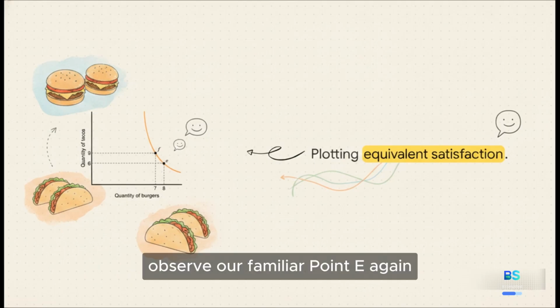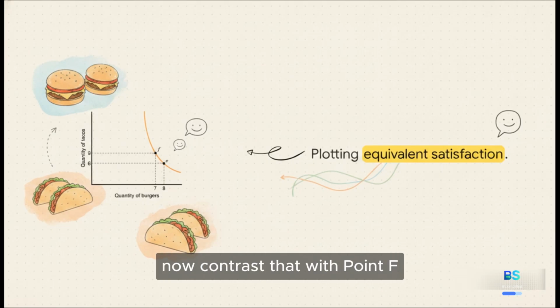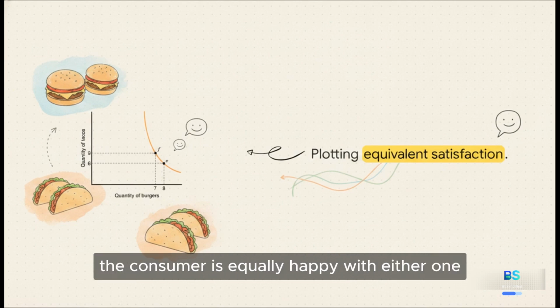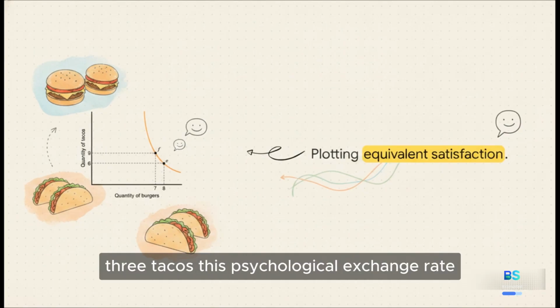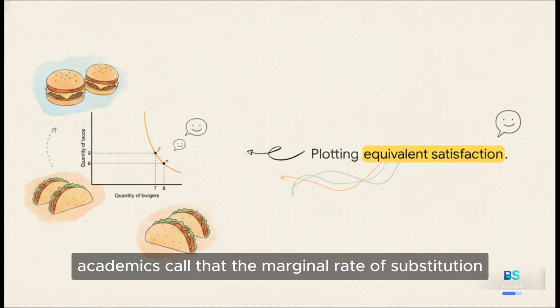Observe our familiar point E again, 8 burgers and 6 tacos. Now contrast that with point F, 7 burgers and 9 tacos. Because both of these combinations sit on the exact same curve, the consumer is equally happy with either one. They are perfectly indifferent between the two. In their mind, losing 1 burger is flawlessly made up for by gaining 3 tacos. This psychological exchange rate, academics call that the marginal rate of substitution.